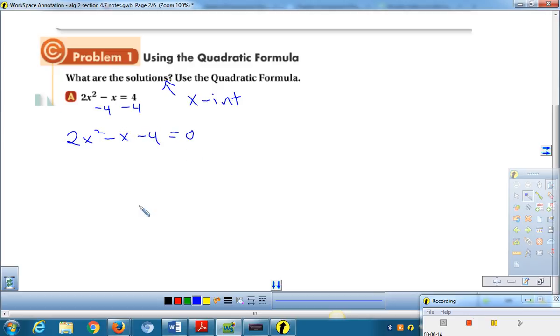So before we begin, let's identify A, B, and C. 2, negative 1, and negative 4. And now we just plug in. Now, people think they're going to like quadratic formula because it is just a formula you plug in, but there are little places where errors are made, so do be careful.